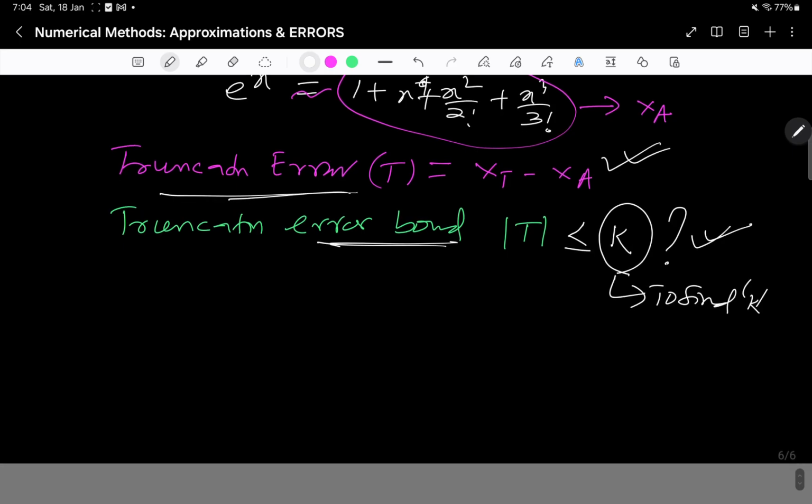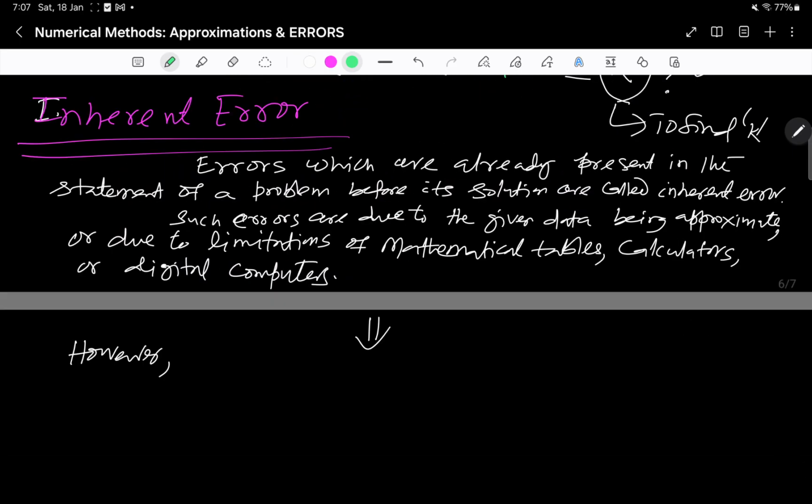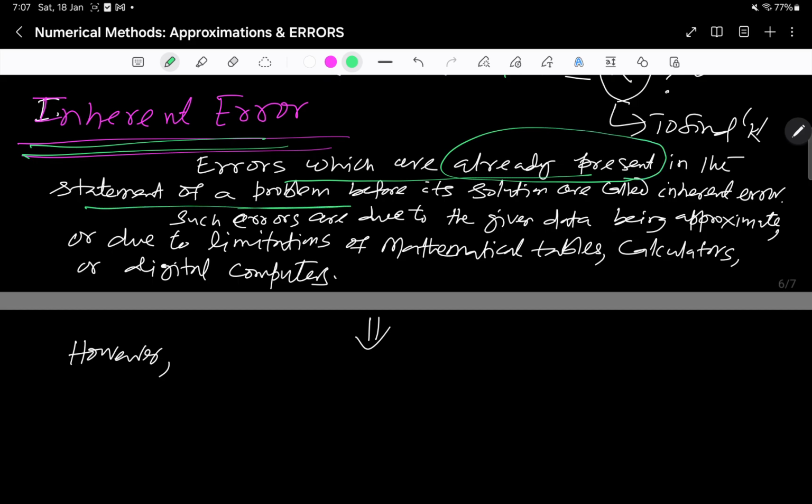Now coming to the last type of error, which is inherent error. These are errors which are already present in the statement of the problem, before we solve it. Why does this occur? It may occur during approximation. Suppose 1 by 3, we write 0.3333, but it is never ending. Pi, we write 3.141, but it is never ending, right?